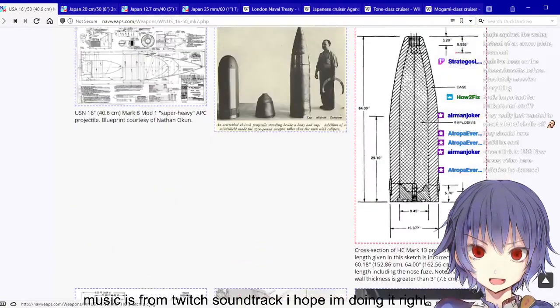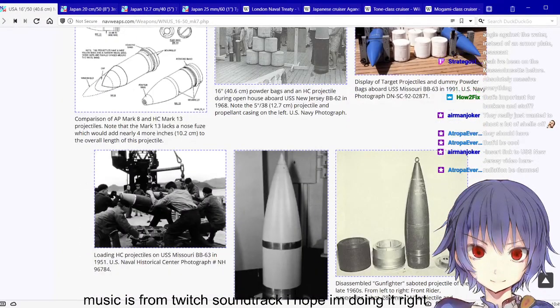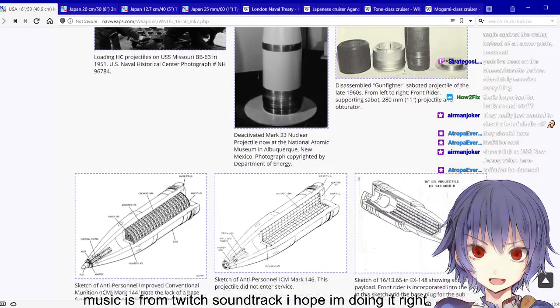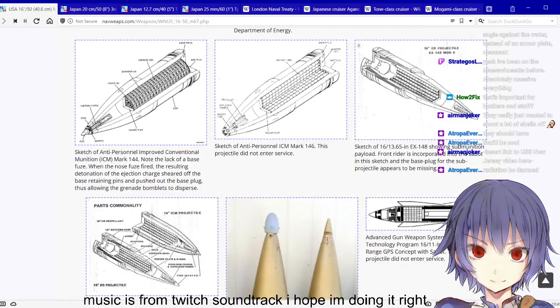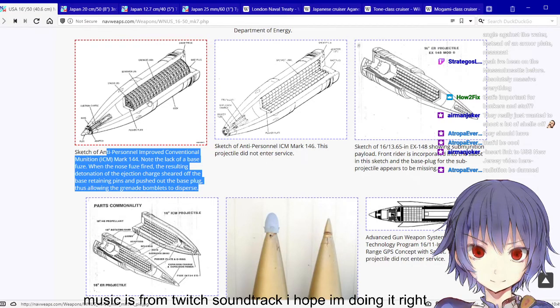We're taking a break from SpringSharp because we're almost done, actually, because I'm a bit of a speedster. But we're gonna just do some learning. Sketch of anti-personnel improved conventional munition. This is the war crime shell.